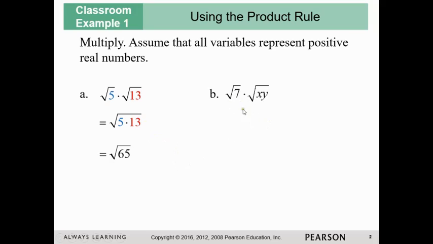And B, we're applying the same thing here. These are both of the same index, so we can combine them in this way by multiplying what is underneath the radical, that is multiplying the radicands there. So we end up with square root of 7xy there.